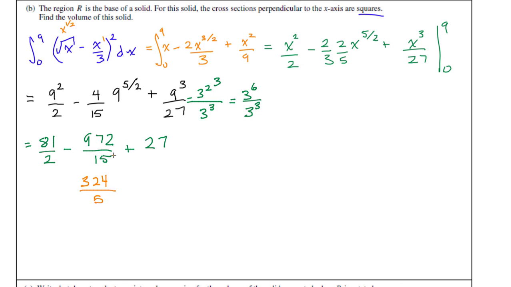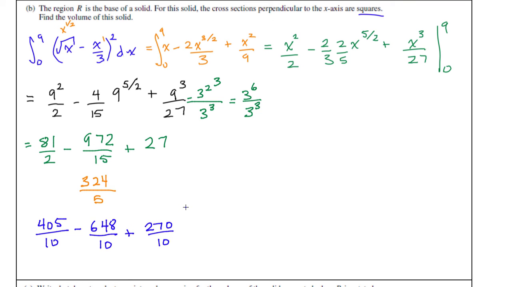So multiply everything, and let's do a different color here, blue. Multiply by 5 over 5. 5 times 81, half of 81 is 40.5, so 405 over 10. Then double this is going to be minus 648 over 10, plus, and then times 10, so 270 over 10.